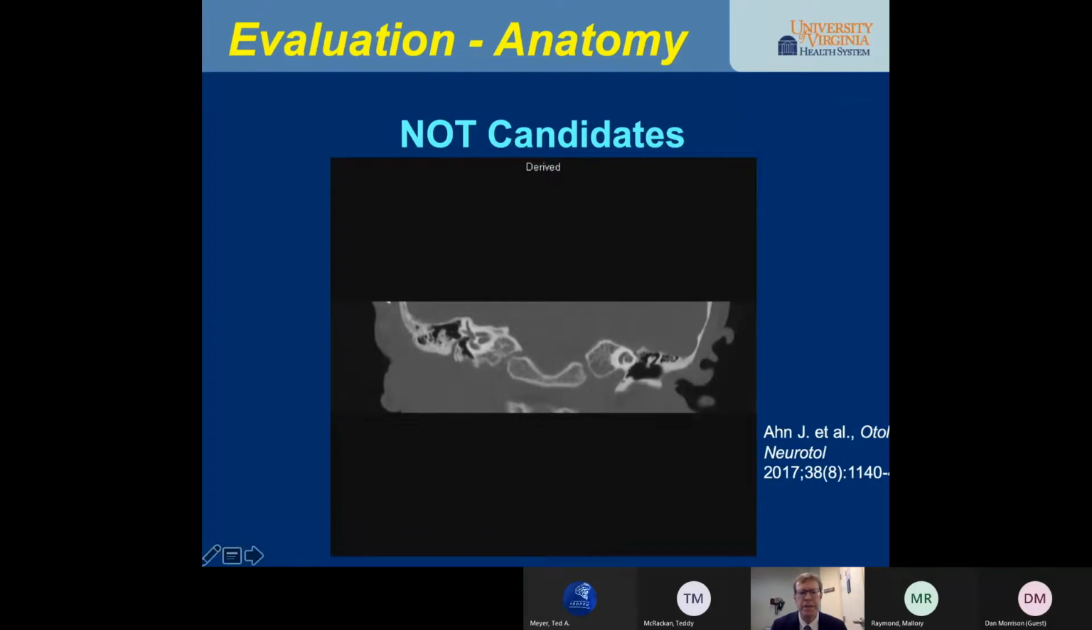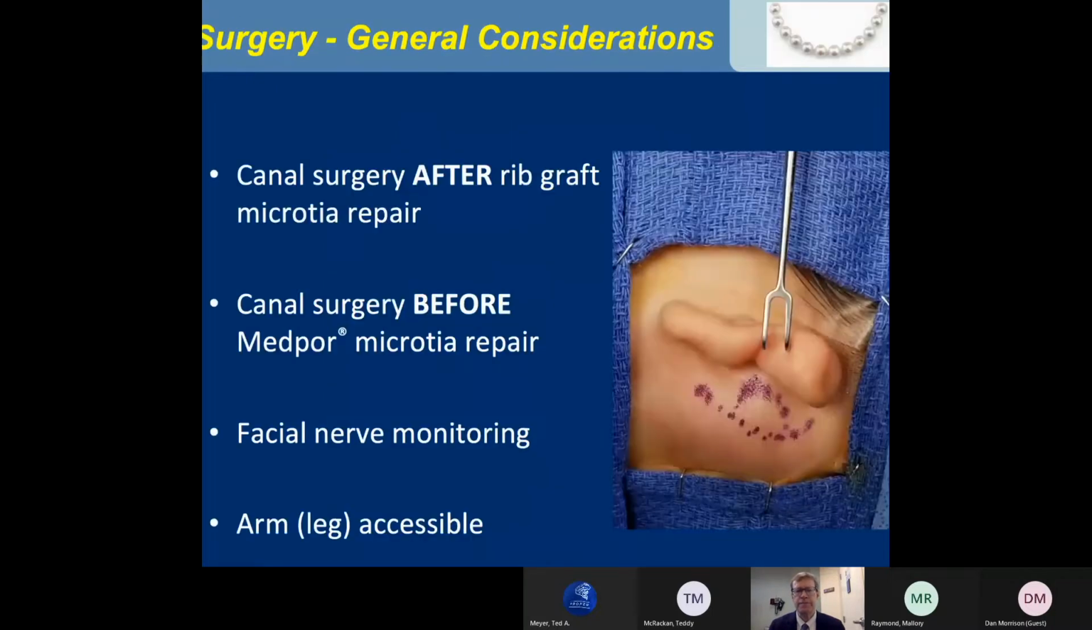Here's a patient that looks pretty good. You can follow the tegmen in, but oh man, look at that facial nerve. It comes right across the oval window here and would be right in your drill path trying to access the malleus incus complex. Again, not a good candidate.